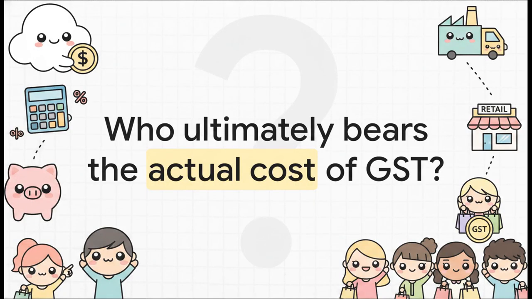As we wrap up today's explainer, I want to leave you with one final provocative thought. If all these businesses are constantly setting off their taxes and claiming input tax credits at every single stage of the supply chain, who ultimately bears the actual financial cost of GST in our economy? Think about it. Yes, it's the final consumer. It is you and me buying that finished product. We absorb the entire tax burden because we have no business output to set it off against. Fascinating, isn't it? Well, that is the true beauty and design of indirect taxation.